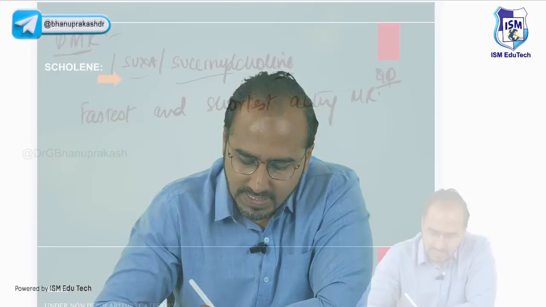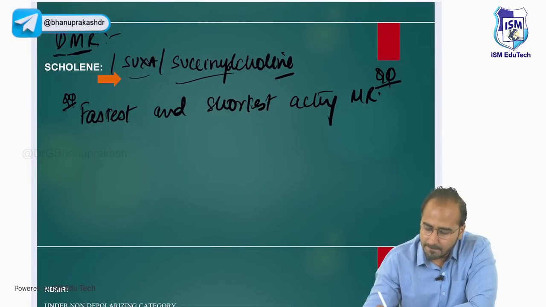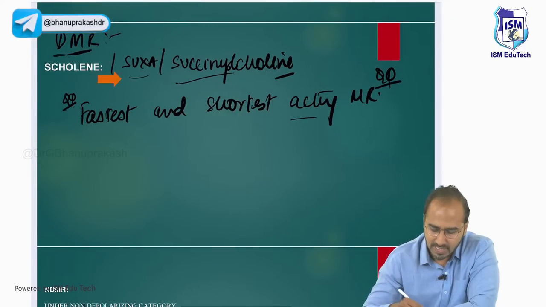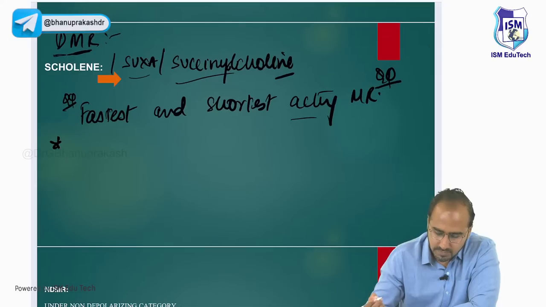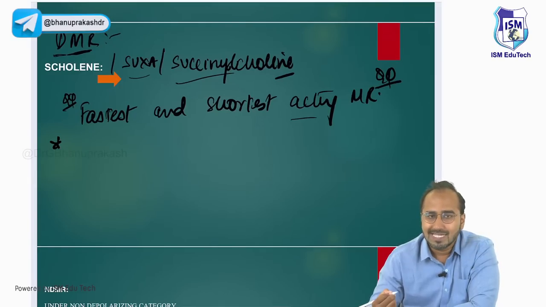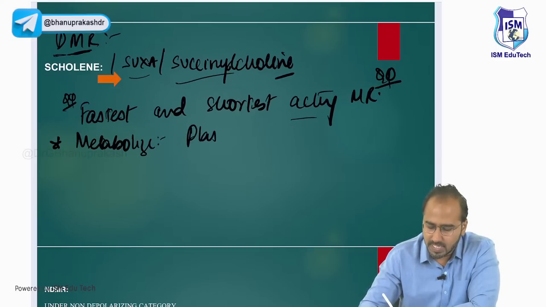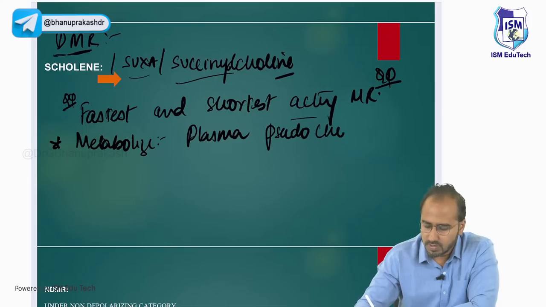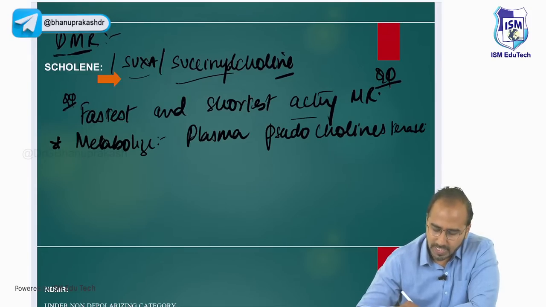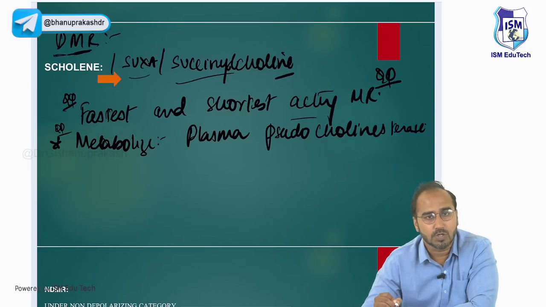So we are discussing succinylcholine, regarded as the fastest as well as the shortest acting muscle relaxant. Next, what else do we need to remember? Where is succinylcholine metabolized? It is metabolized in the plasma by plasma pseudocholinesterase.